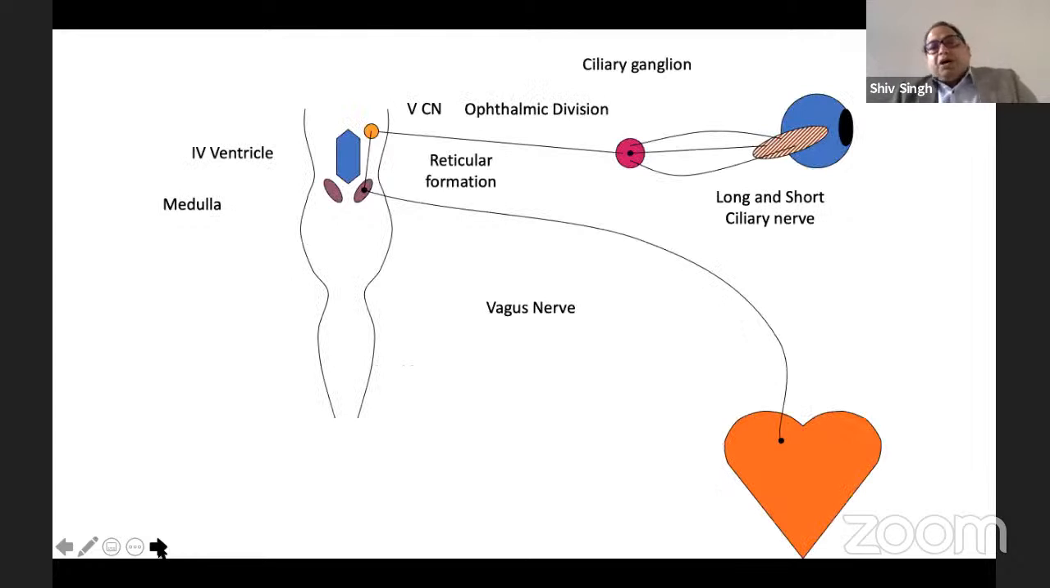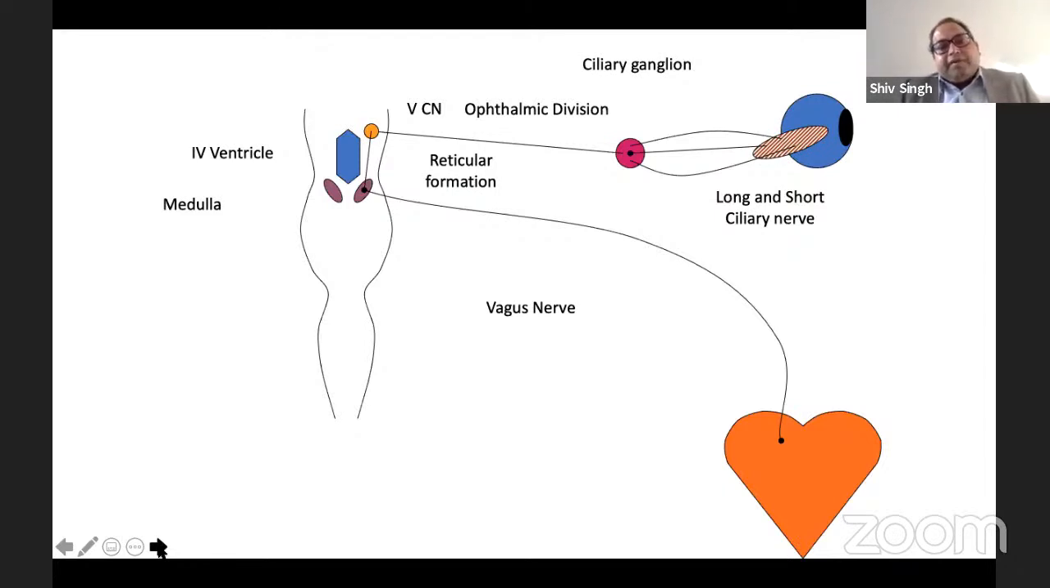You can also draw a simple diagram of the eyeball and the muscles. So the efferents go through the long and short ciliary nerves, pass through the ciliary ganglia, via the ophthalmic division of the fifth cranial nerve. And the integration occurs in the medulla and the floor of the fourth ventricle.